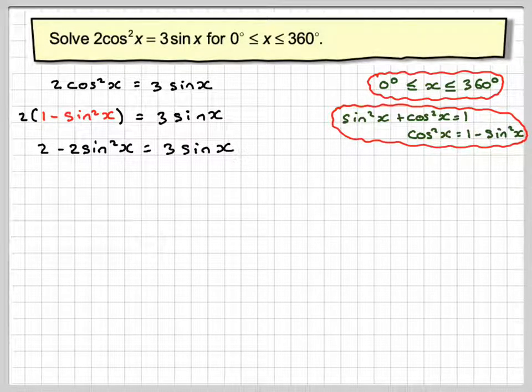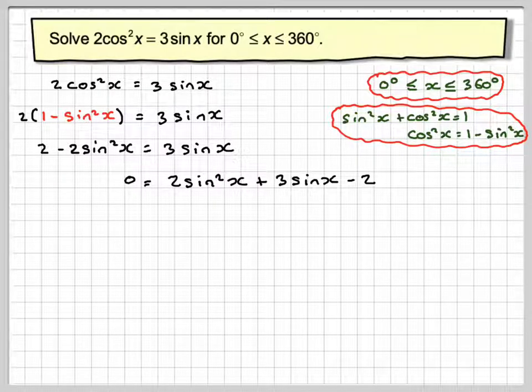So this is a quadratic, so we're going to make this positive. So we're going to put 2 sine squared x plus 3 sine x minus 2, and then we're going to solve that. So we need to factorize this. So factorizing using product: it's 2 times minus 2, which makes minus 4. The sum is going to be equal to 3, the middle number.